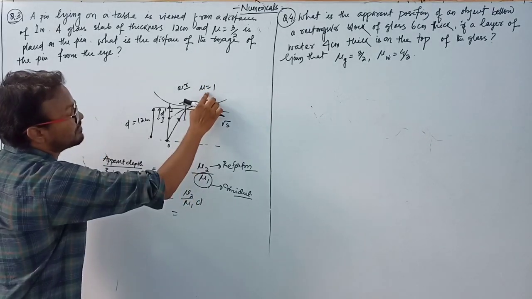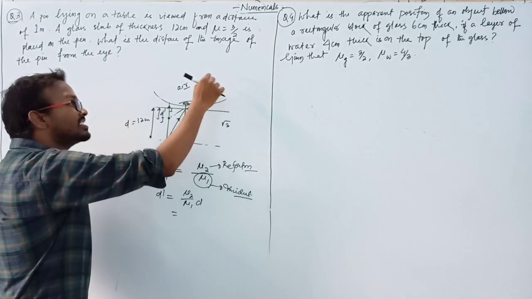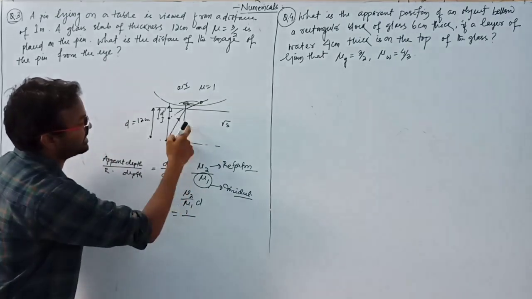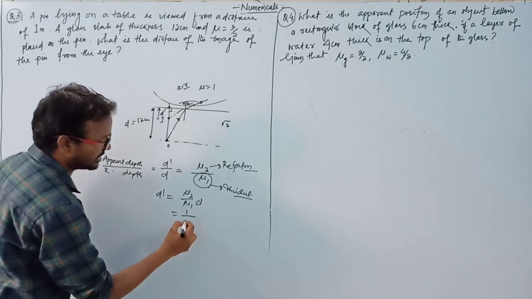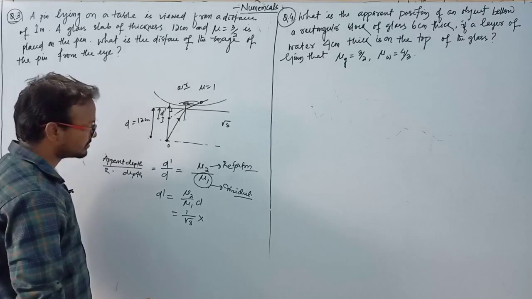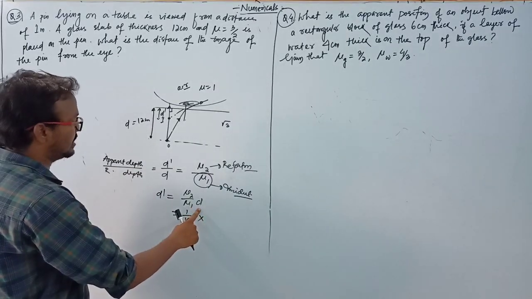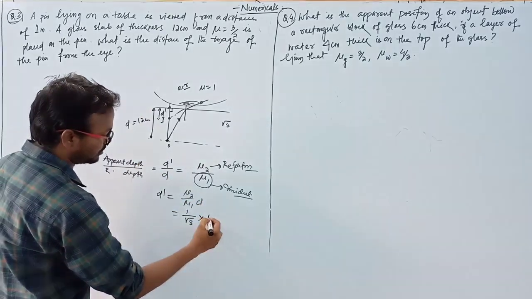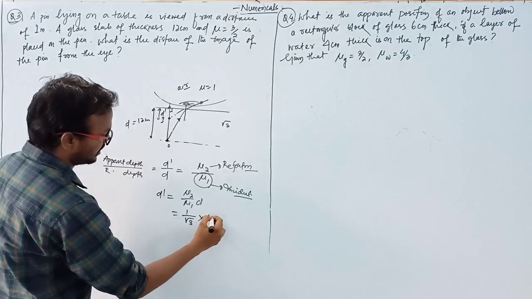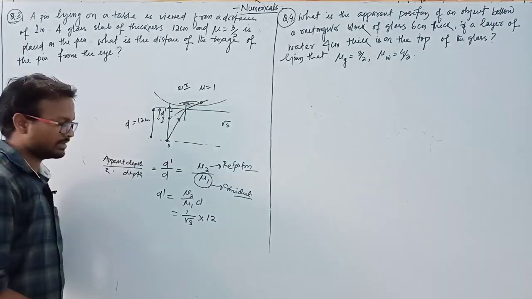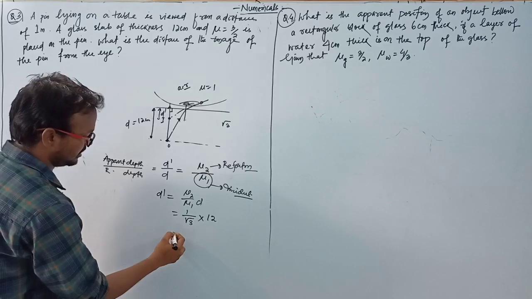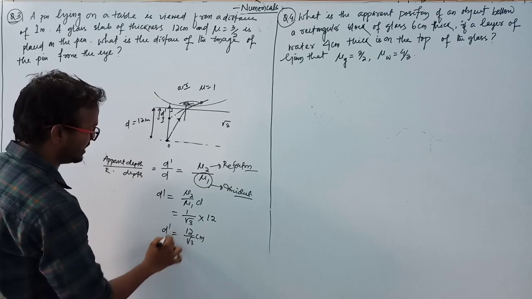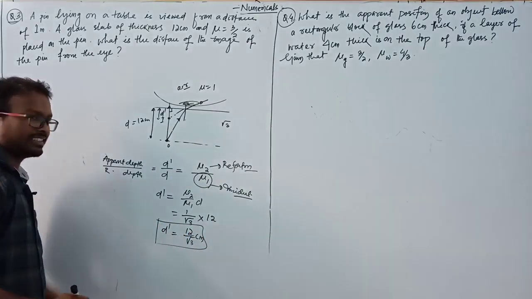So you can write mu2, the medium in which the refracted ray travels, that is the refractive index mu2. So you can write here 1 by mu1, where mu1 means the medium whose refractive index is √3, into the distance, which is the real depth. So here real depth equals 12 centimeter. Now you can write that 12 by √3 centimeter is known as the apparent depth.